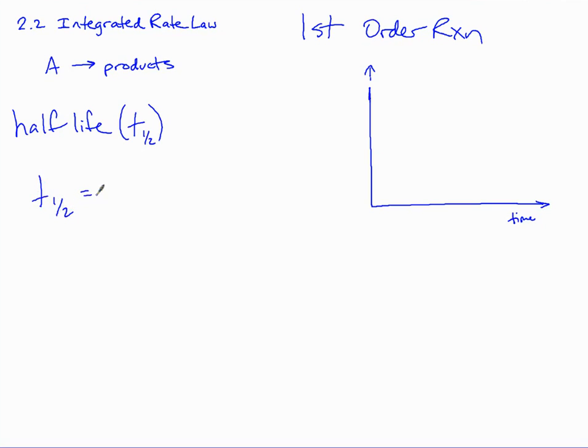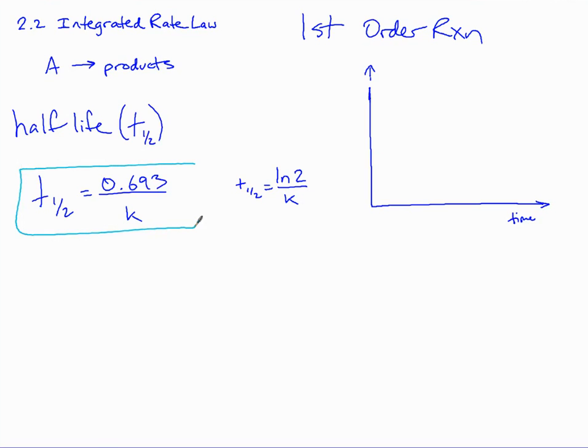the half-life equals 0.693 divided by K. And really what this means is, this is how we got it. T1/2 equals the ln of 2 divided by K. But this is the one that's on your AP formula sheet, and it's a fairly simple formula. Just make sure you look it up.